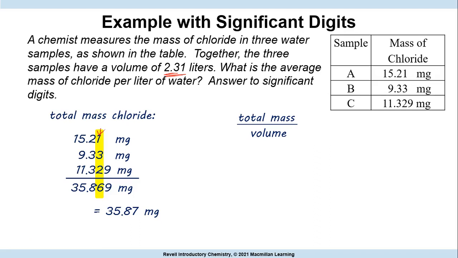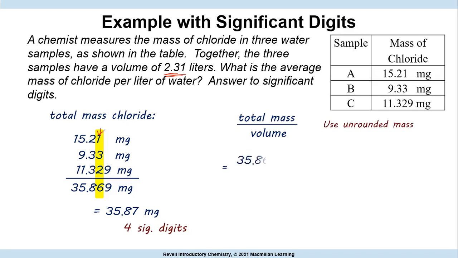But in the calculation that we are going to divide the total mass by the volume, we are going to divide 35.869 and not 35.87. We cannot round up at this point. We only round up when we are at the end of our calculation. So this is 4 significant digits, but we are going to be using everything that we have.